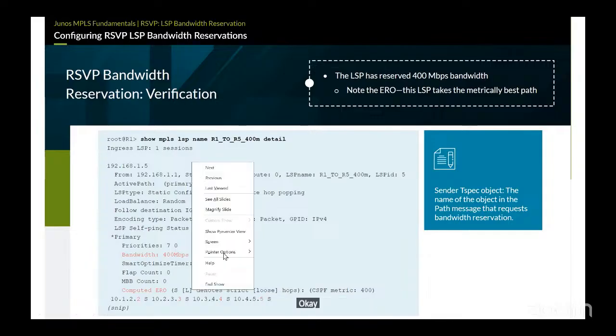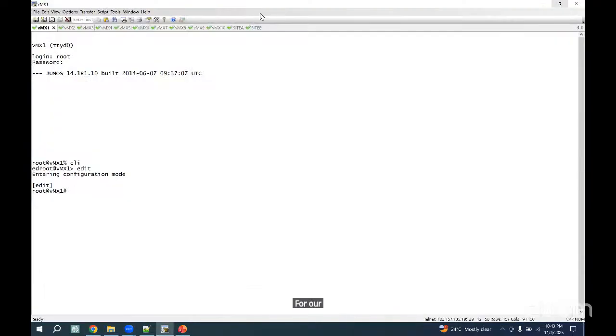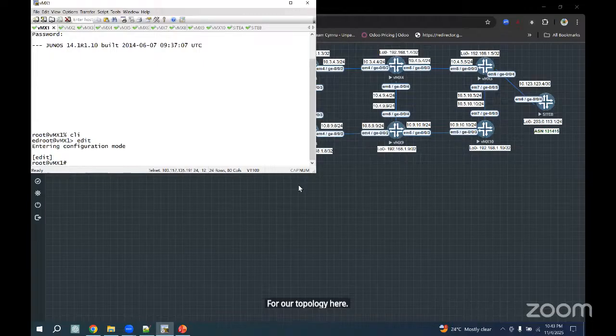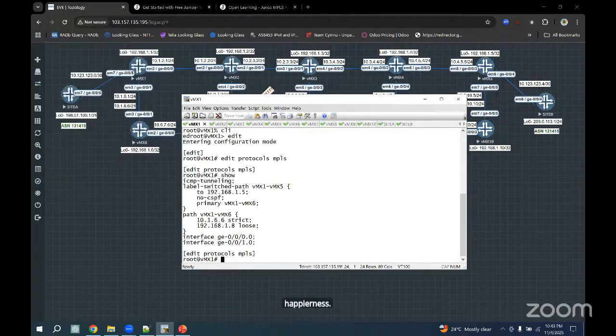Okay. So let's verify our command for our topology here. On router 1, edit protocols mpls. Under the MPLS protocol, see here, one LSP is available. The LSP name is BMX1 to BMX5. This is the destination 1.5. 1.5 is my egress router, and this is the path information.